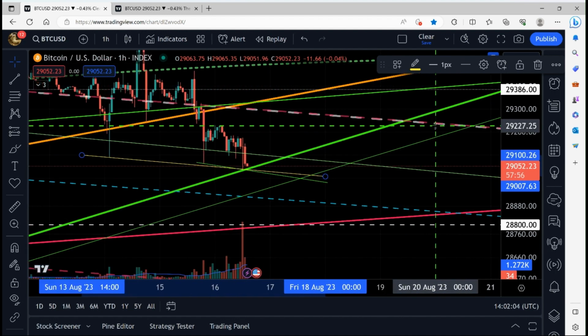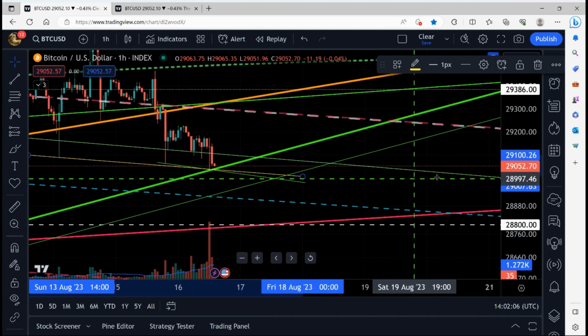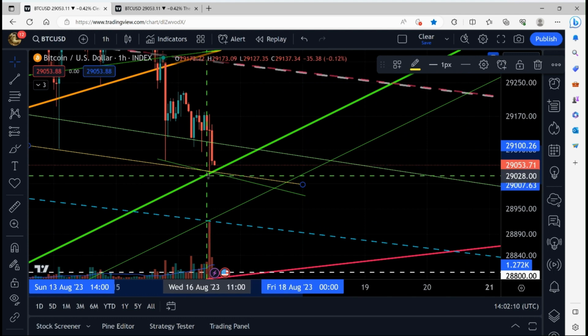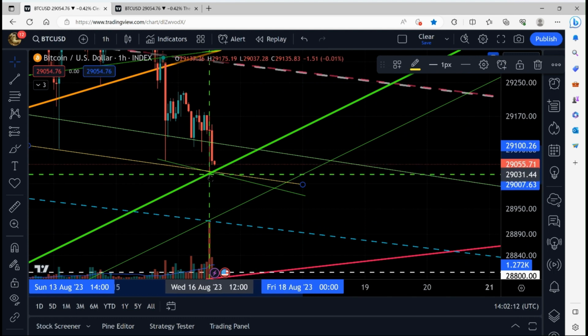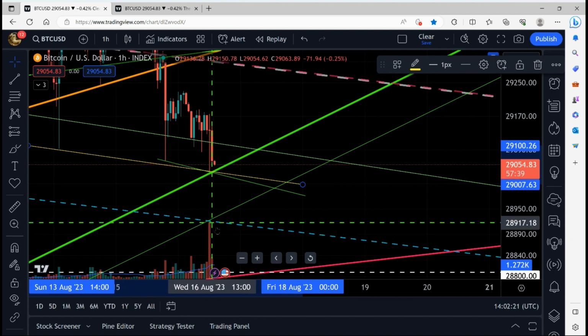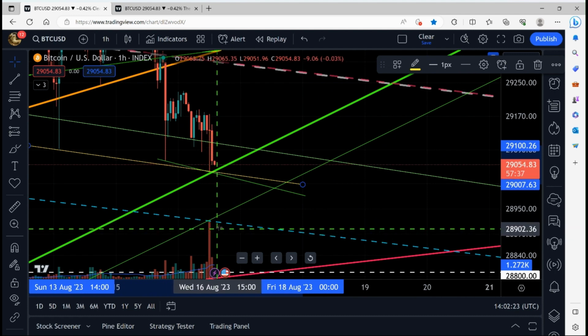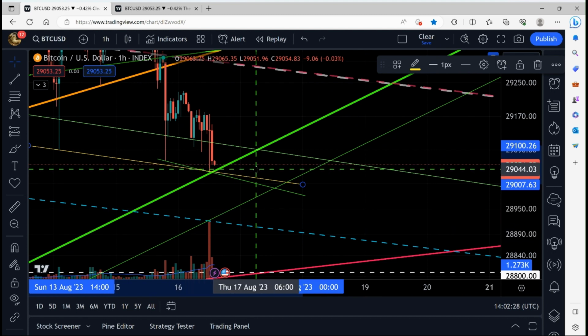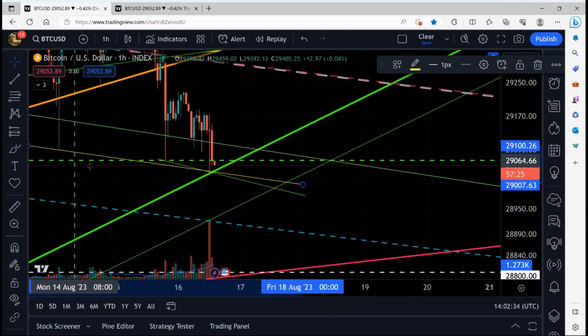Now, clearly, a lot of people think that this point here at 12 o'clock UTC on Wednesday was touching that trend line move. Look at the volume on there. And that was at $29,039, not far off from this one back here.